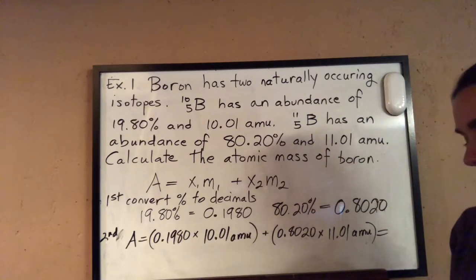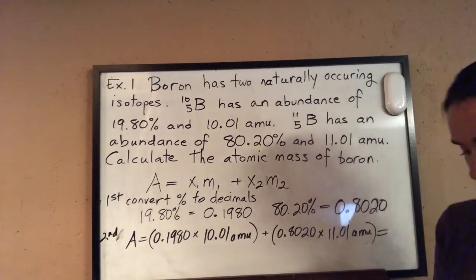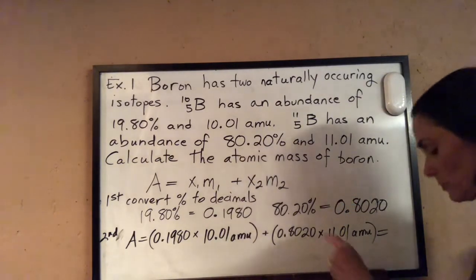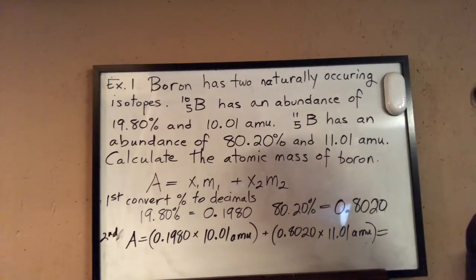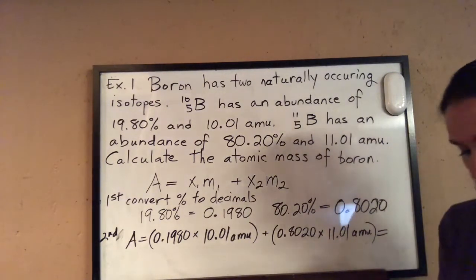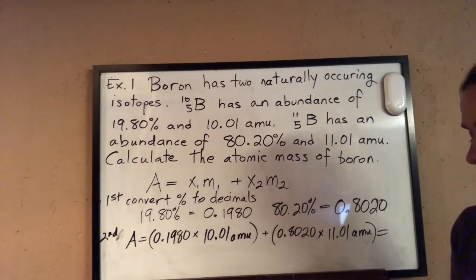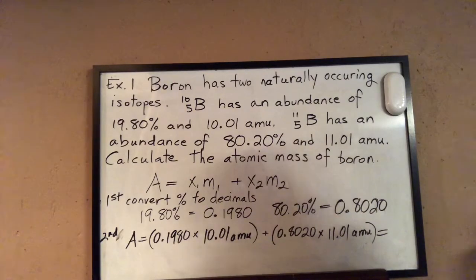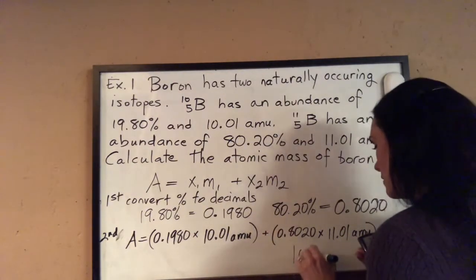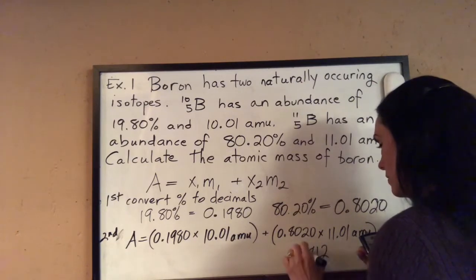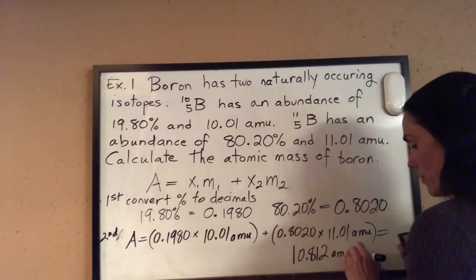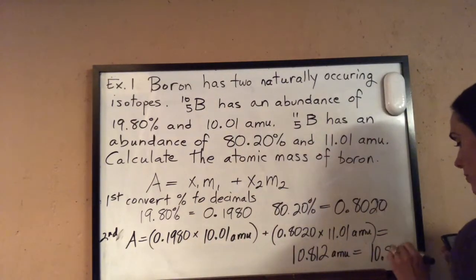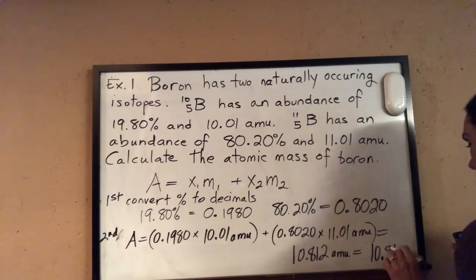Addition sign. Open parenthesis, 0.8020, multiplication sign, 11.01. Close the parentheses. Equals 10.812 AMU. If we round it to 4 significant figures, because everything had 4 significant figures, 10.81 AMU.